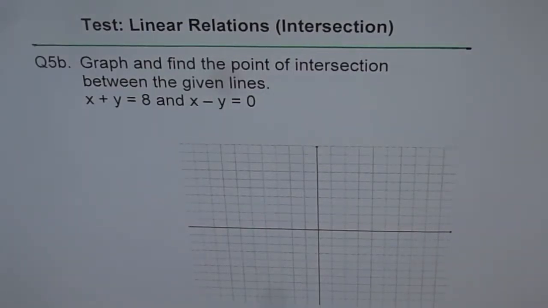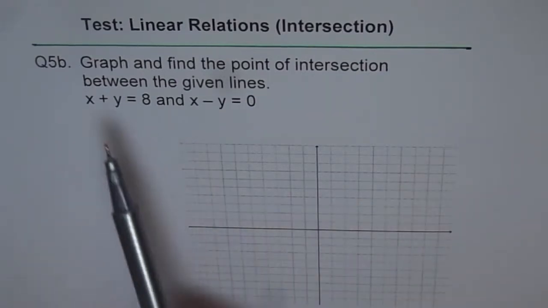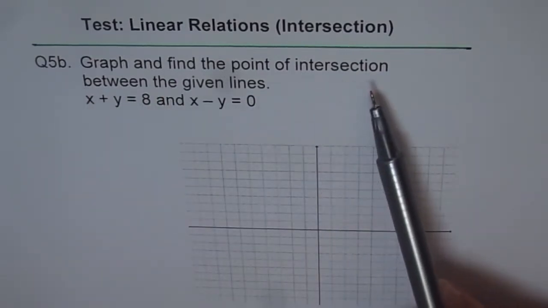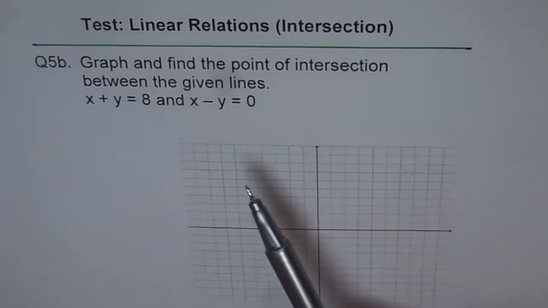So here is the fifth question on intersection of linear relations. I have two parts in the fifth question. Part A was solving algebraically and part B is a graphical solution for the linear system. Question number 5b is: graph and find the point of intersection between the given lines.